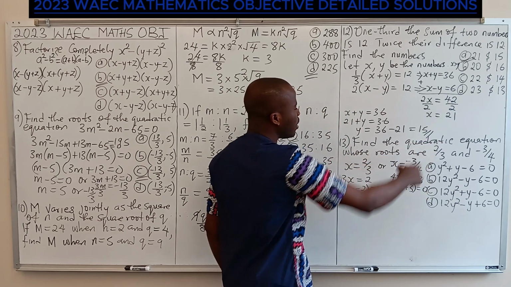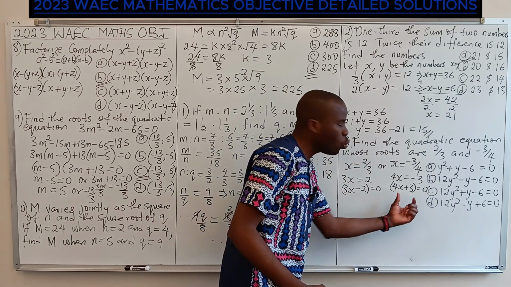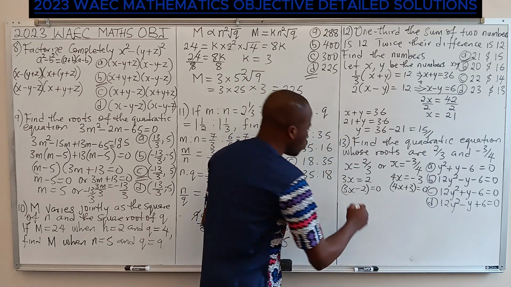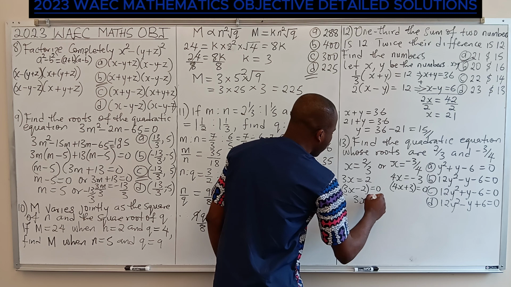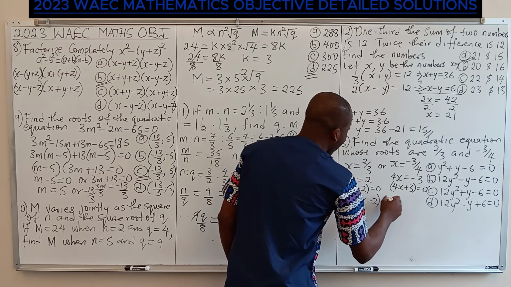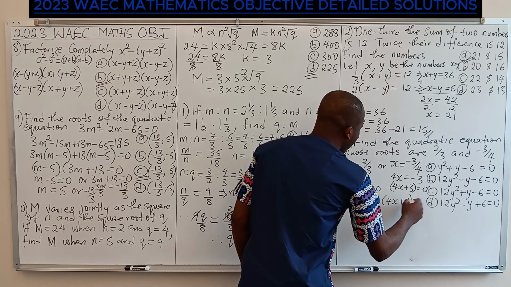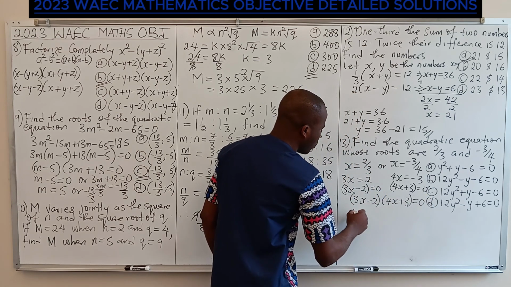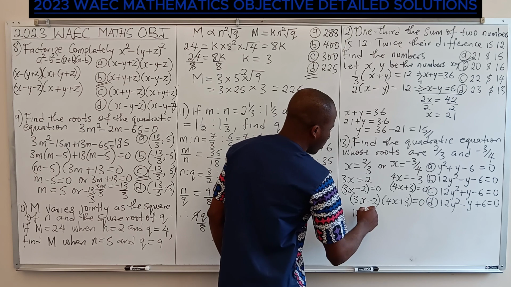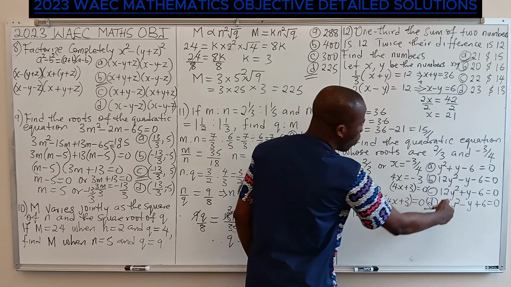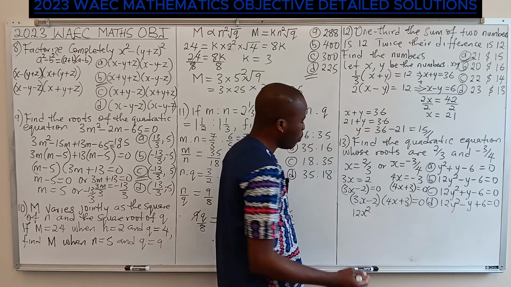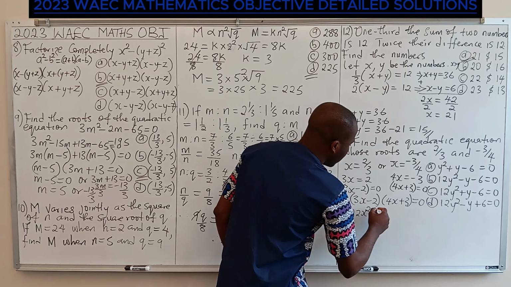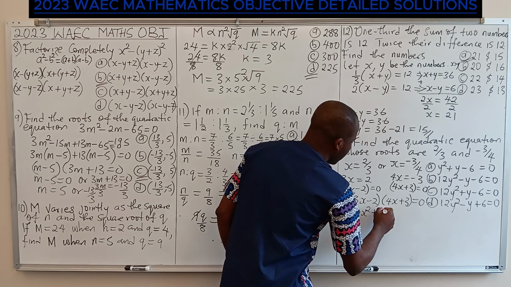So to find the quadratic equation, it is the product of these two that will give the quadratic equation. So we have to multiply 3x minus 2 by 4x plus 3. 3x times 4x is 12x squared. Meanwhile, they are using y. They are just dummy variables. They are the same. 3x times 3 is 9x.